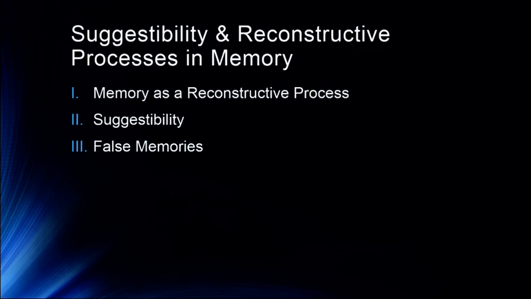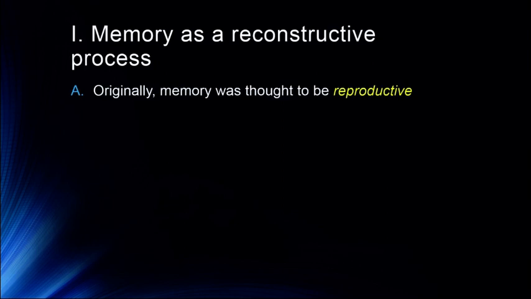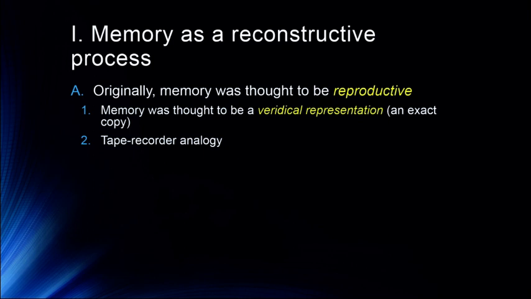So we're going to start talking about memory as a reconstructive process, then we'll talk about suggestibility, and then we'll finish up with false memories. So we used to think that memory was a reproductive process. That is, we thought it to be a veridical representation, or an exact copy of what we saw, what we heard, what we did. Sort of a tape recorder analogy. You know, we've recorded it, we just play it back, and it's all exactly as it was.